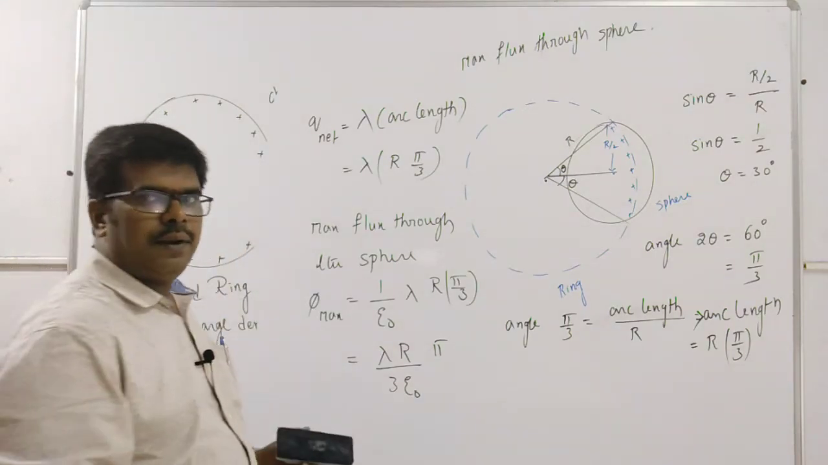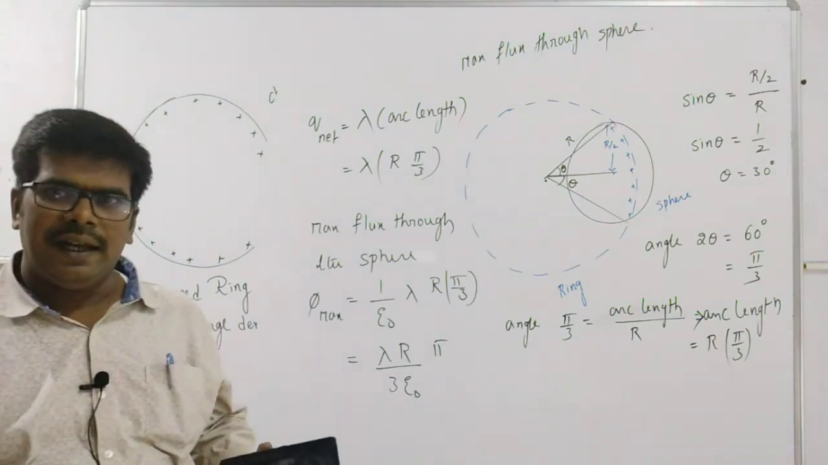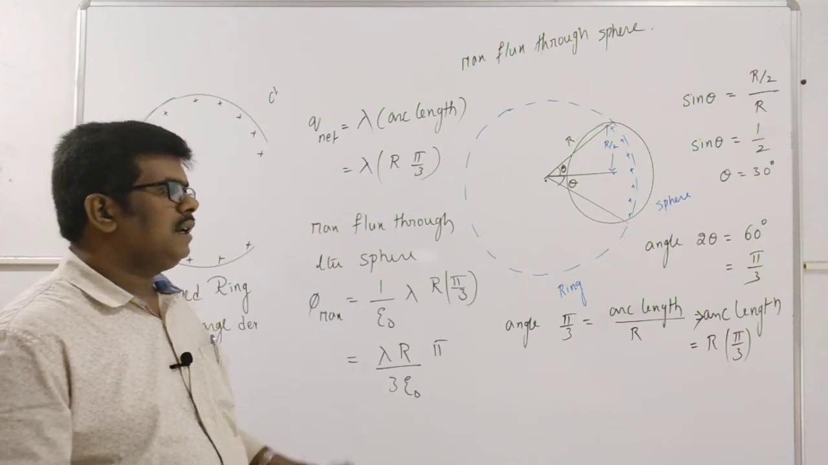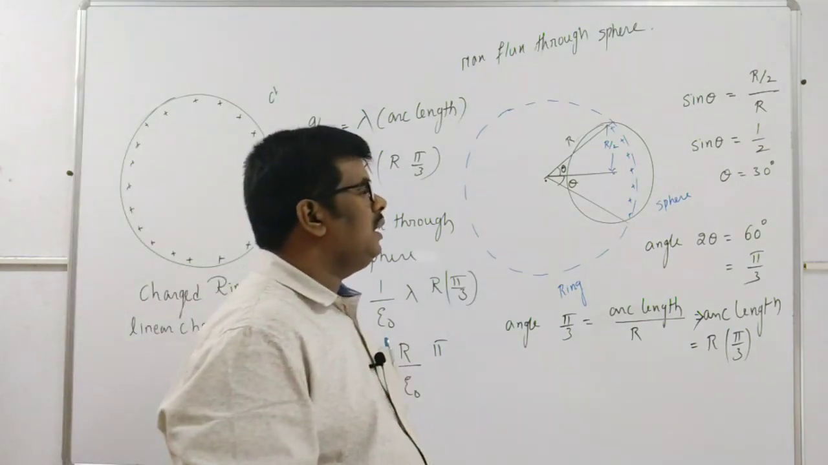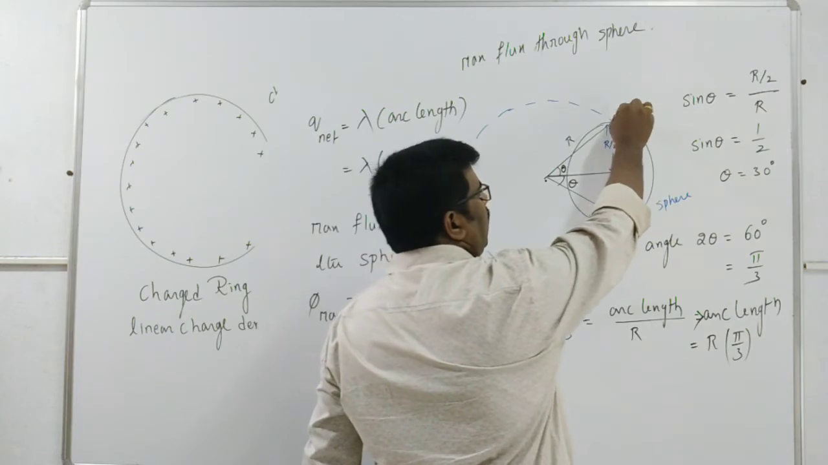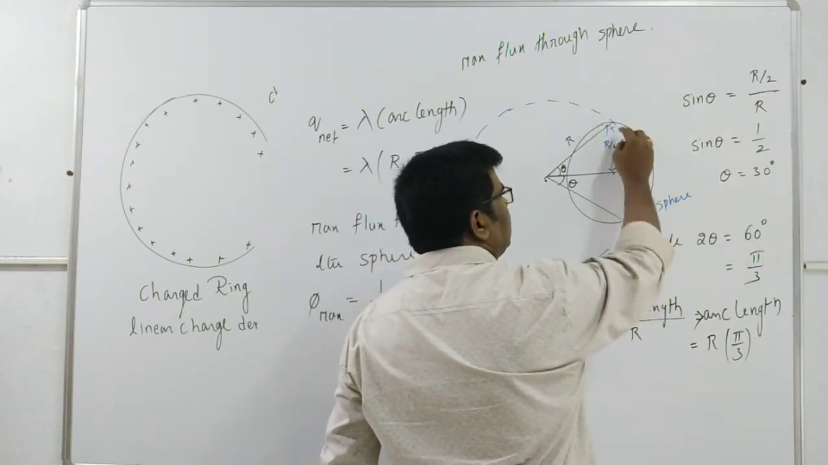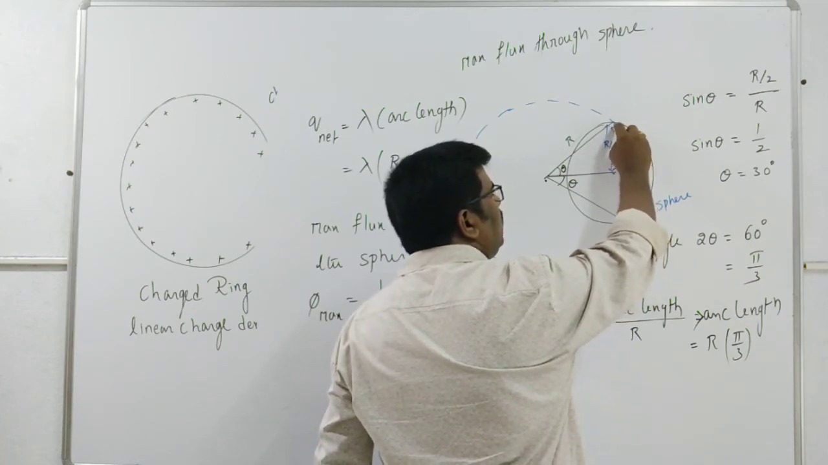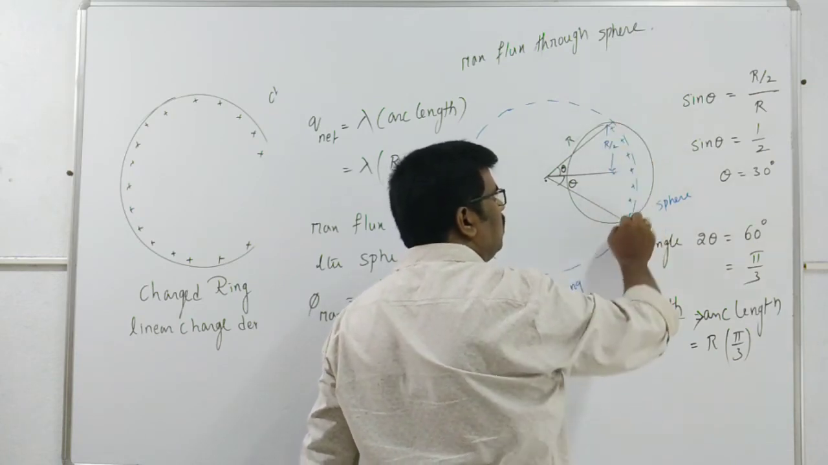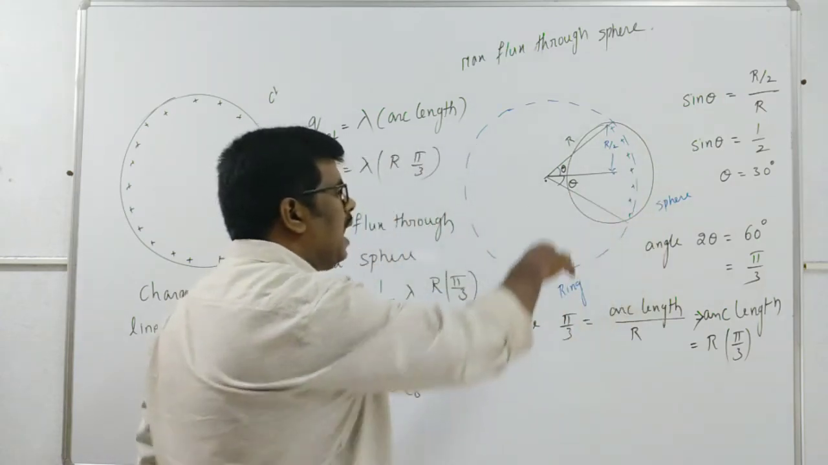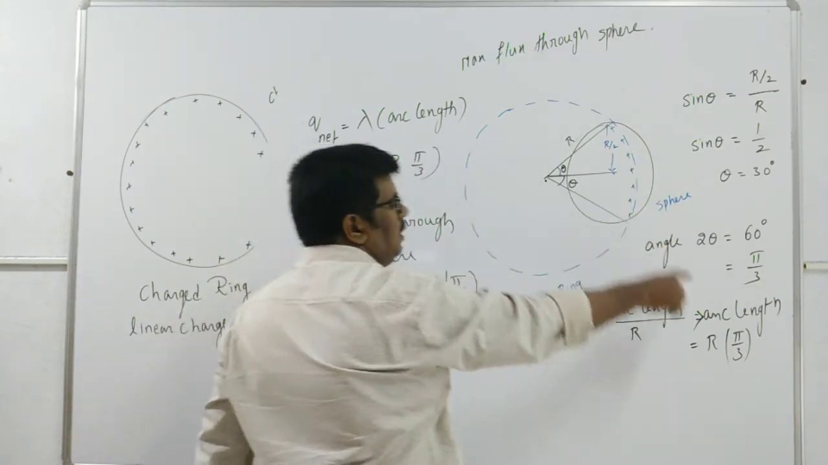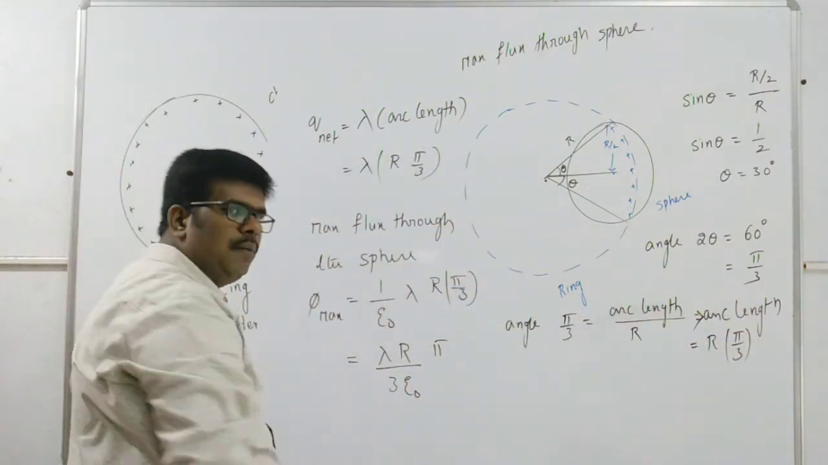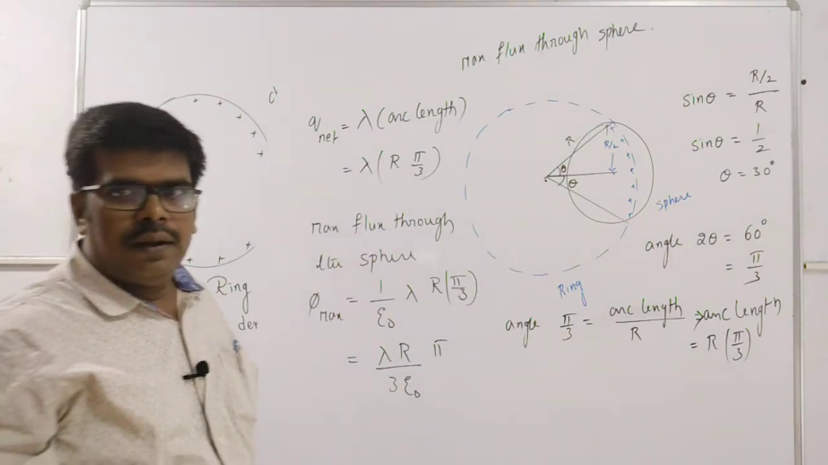So both cases we discussed: how to find the flux at any instant, as well as the maximum flux. The maximum flux is possible exactly when the ring has entered at an instant such that it cuts the sphere above the center. So this is the maximum chord, and the angle made is pi by 3. If you know the angle, you can know the arc length, and from that we can find the maximum flux. Okay, so this is the thing.